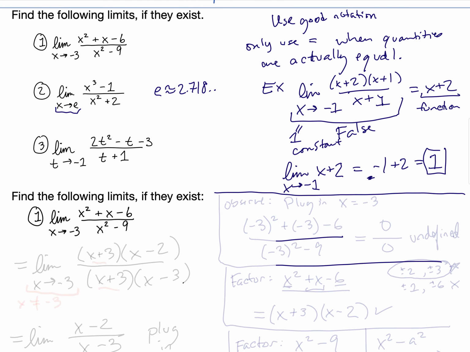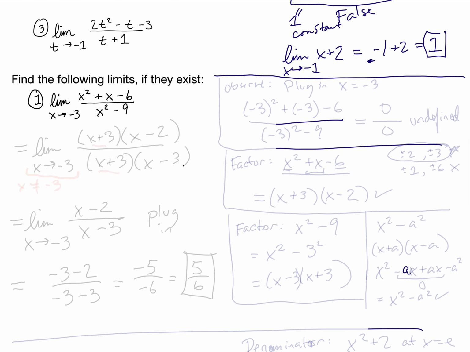Okay, so our first example, the limit as x approaches negative 3 of x squared plus x minus 6 over x squared plus 9.